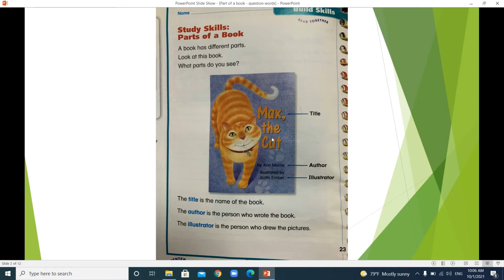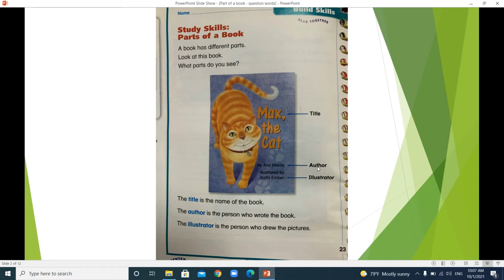Okay? So, when you get a book cover or a cover of a story, and I ask you, what is the title? You look for the name of the story. Every story or every book has a different title. Okay? So, what is the title of this book? It's Max the Cat. Okay? What else can you find on the book cover? You'll find the name of the author. Who is the author? As we said before, the author is the person who writes the book or writes the story. Okay? So again, title is the name of the book or the name of the story.